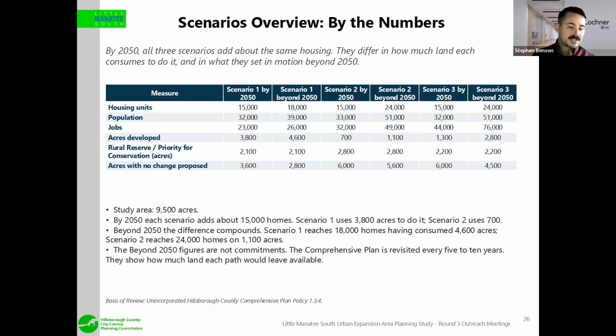What's important to note, though, is that by 2050, the 15,000 homes was really the cutoff in terms of what would need to be accommodated within the urban service area by the year 2050 to maintain 80% growth within the urban service area boundaries, which is an adopted policy in the comprehensive plan. That was the target we set to draw the cutoff for 2050. So the beyond 2050 figures are not commitments. The comprehensive plan is revisited. And so each of these scenarios show how much land each path would leave available unchanged for the future.